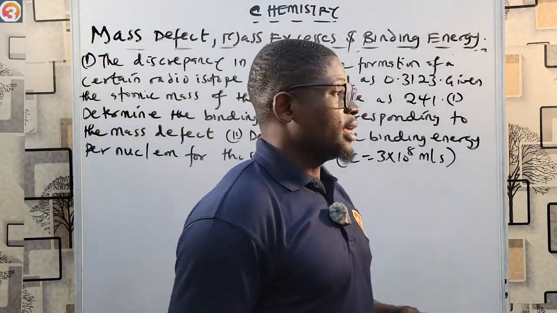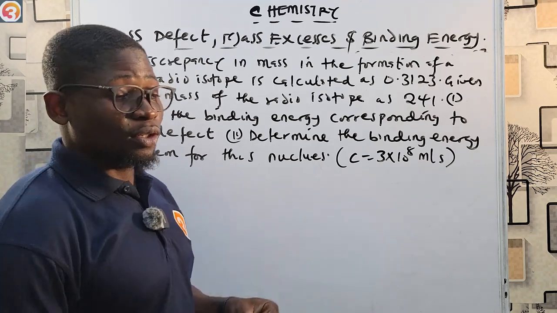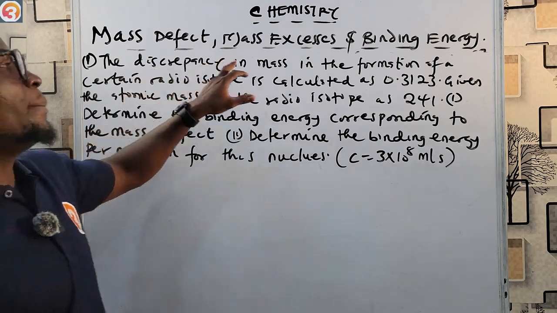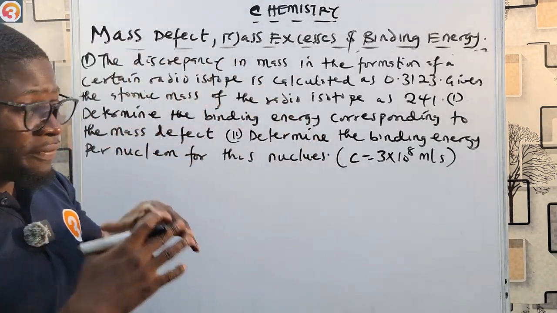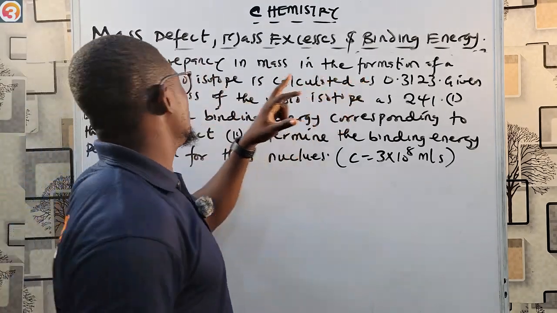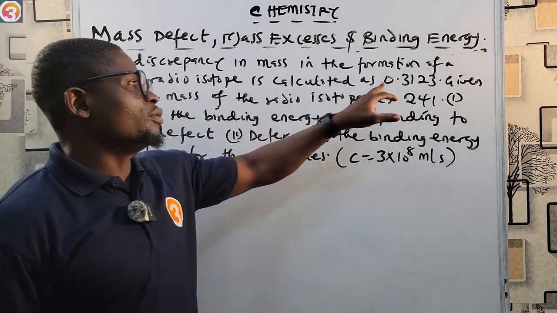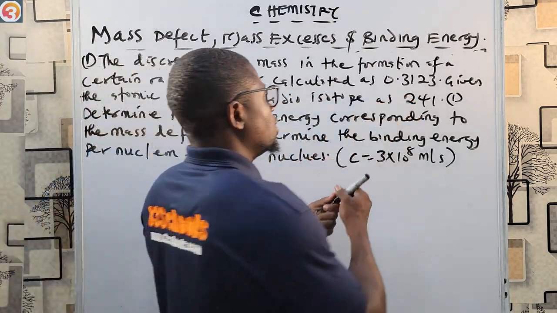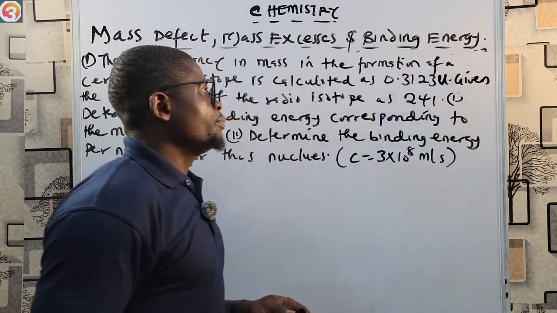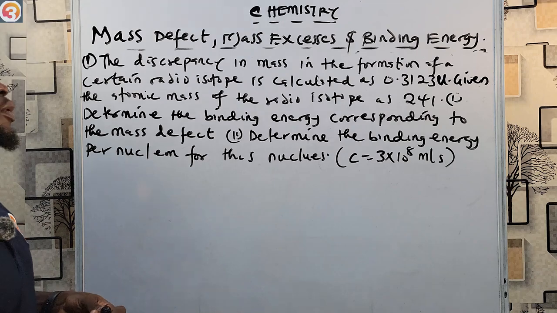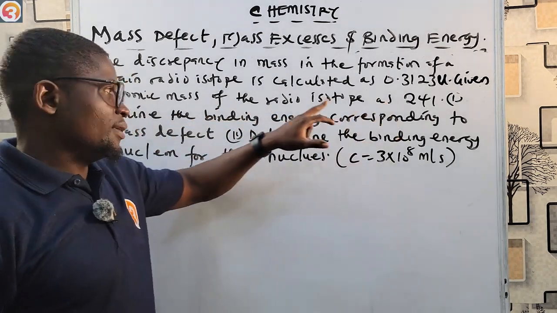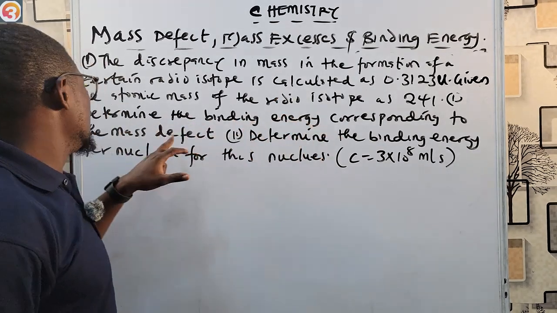All right, guys, you are welcome back. Okay, so let us take a swipe at this question and we are done for today. We're told that the discrepancy in mass, the mass defect, in the formation of a certain radioisotope is calculated to be 0.3123 U, that is 0.3123 unified atomic mass. Now they say, given the atomic mass of the radioisotope to be 241, determine the binding energy corresponding to the mass defect.